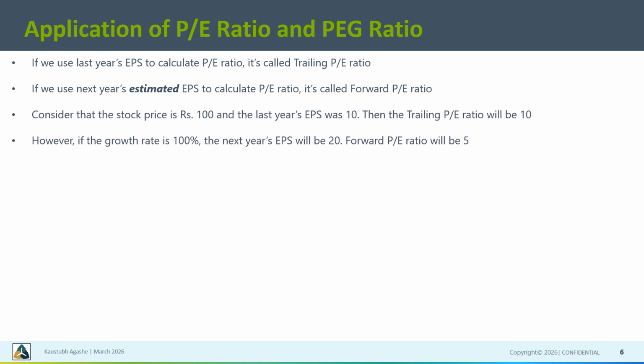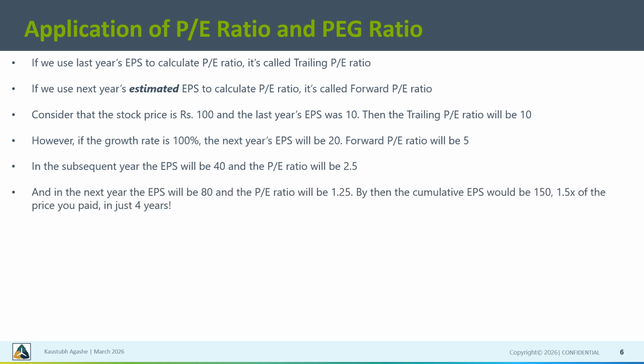100 divided by 20. In the subsequent year, if we assume the same rate of growth for earnings, EPS will be 40 and PE ratio will be 2.5. And in the subsequent year, EPS will be 80 and PE ratio will be 1.25, assuming the stock price remains at 100. So if you consider the cumulative effect of the EPS, it would be 150 rupees. That is 1.5 times of the original price that you paid of 100, and this will be in just 4 years.